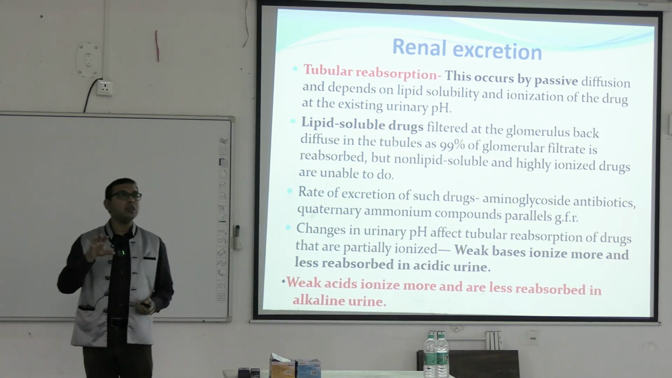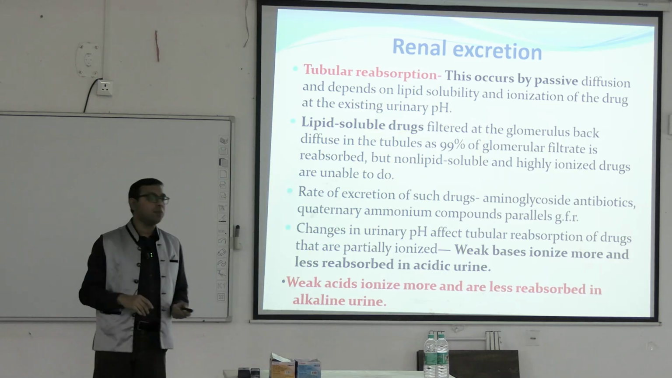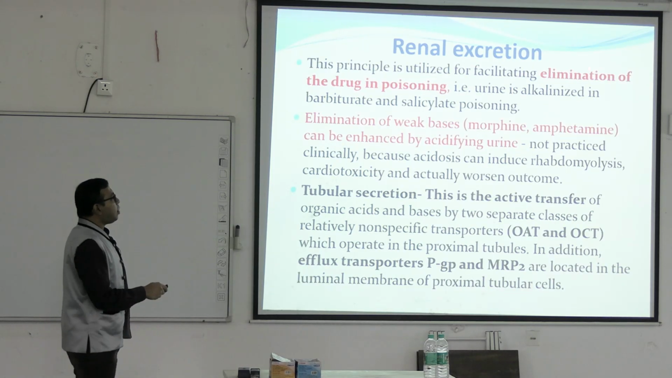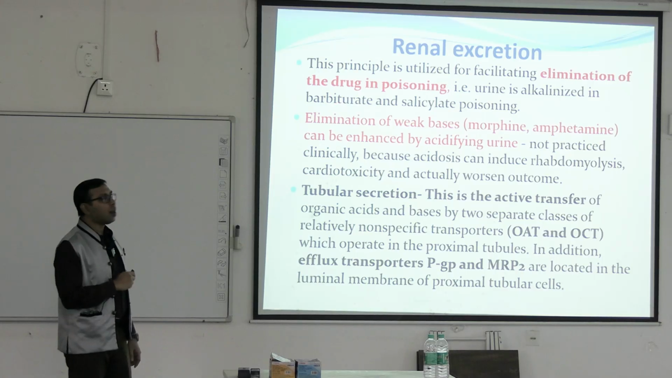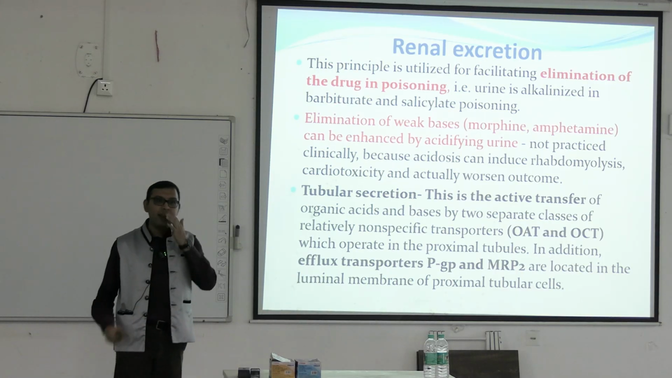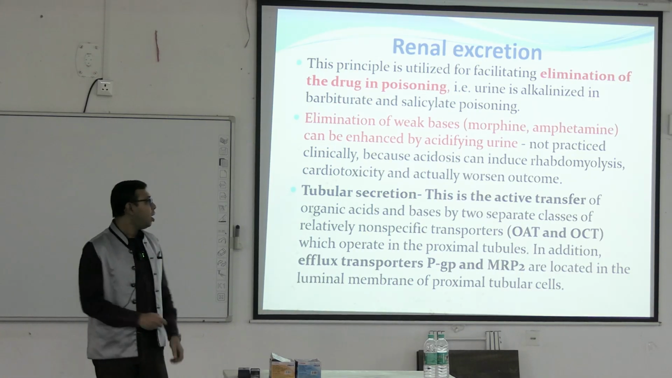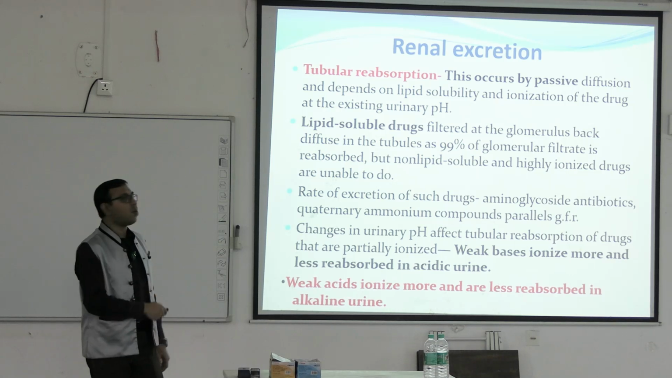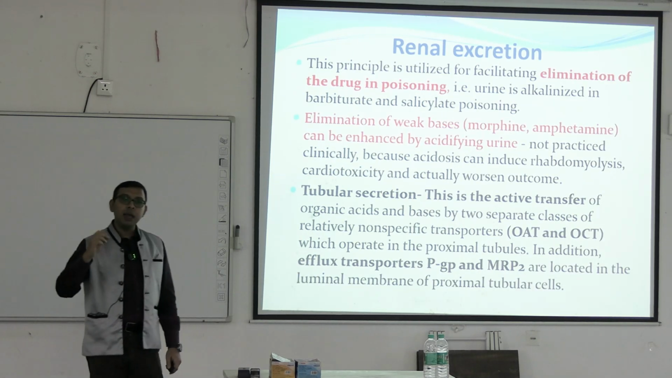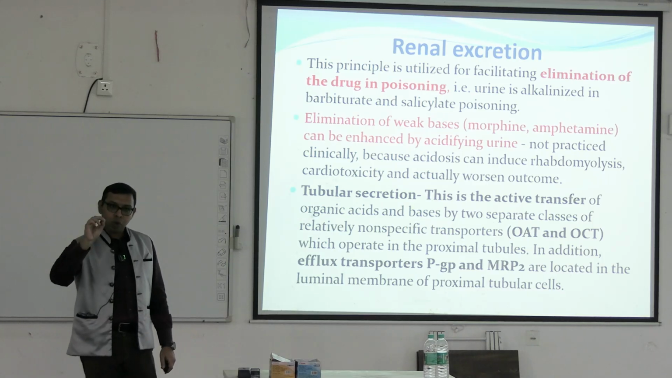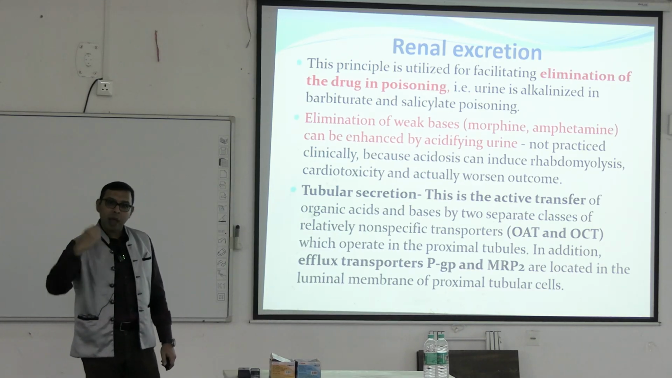So this concept is utilized mostly in case of poisoning, for the elimination of the drug in poisoning. Urine is alkalinized in barbiturate and salicylate poisoning. For example, salicylate poisoning. Salicylate is, you can see, a weakly acidic drug. So when salicylate poisoning happens, we can give an alkalinizing agent to the patient so that the urine becomes more alkaline.